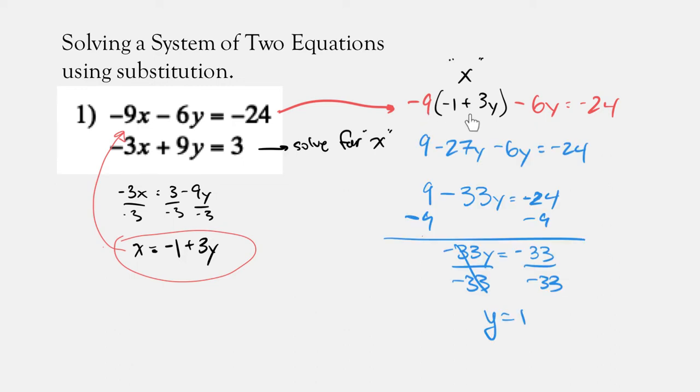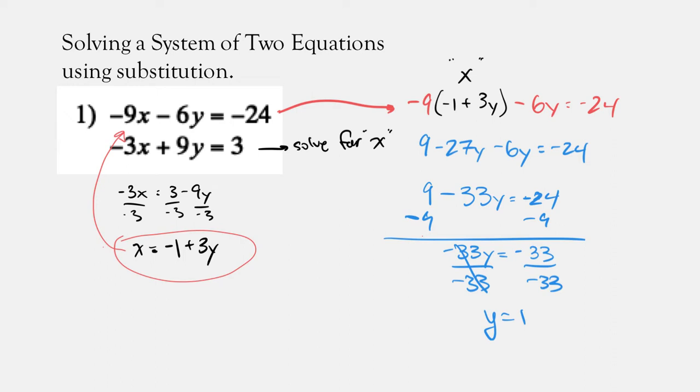So we distribute negative 9. We have 9 minus 27y minus 6y equals negative 24. We combine like terms, and then we subtract 9 from each side. We get negative 33y equals negative 33. We solve for y by dividing both sides by negative 33, and we get y equals 1.